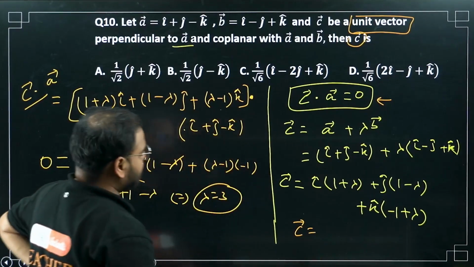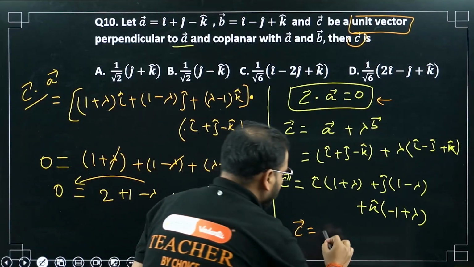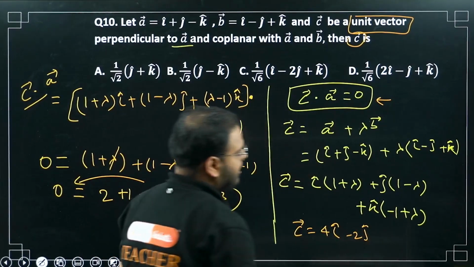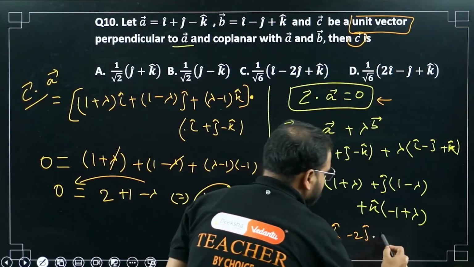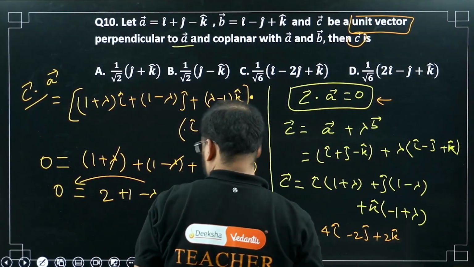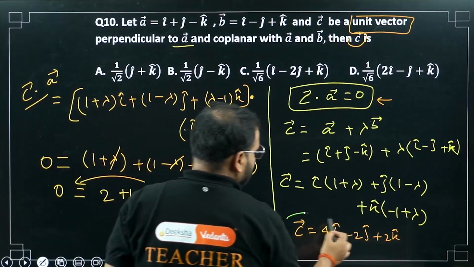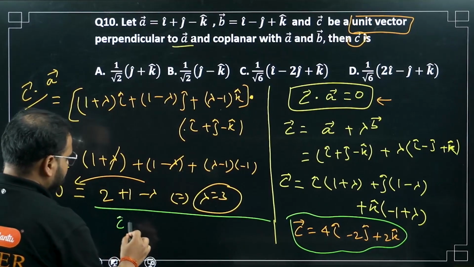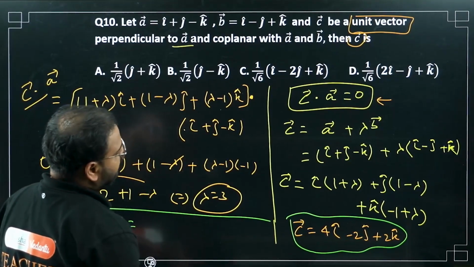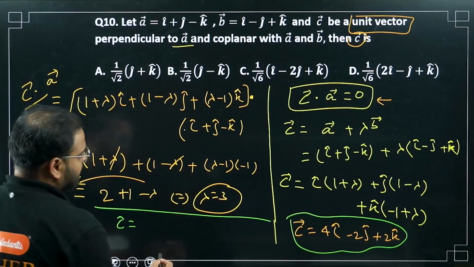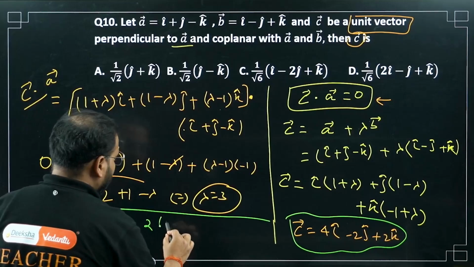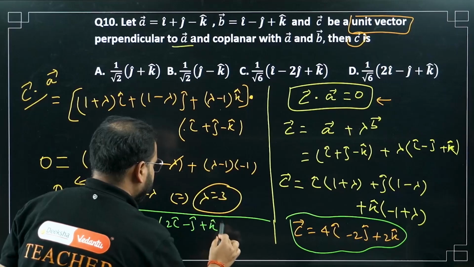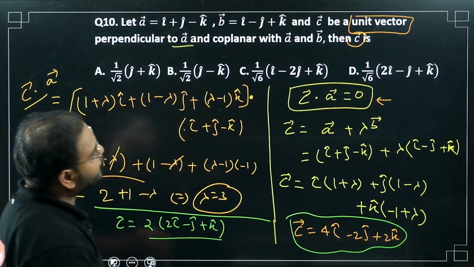What I can do, C will be what? Put it here. 3 plus 1 will be 4 i cap. 1 minus 3, so minus 2 j cap, and 1 minus 1 plus 3, so plus 2 k cap. This is the vector C, but I'm looking for the unit vector C. Please check. I can take 2 common, right? If I take 2 common, I get 2 i cap minus j cap plus k cap.